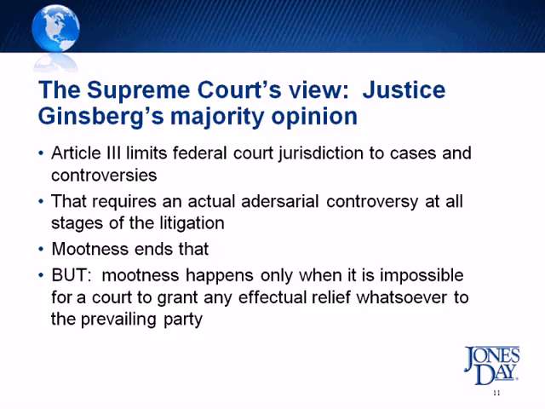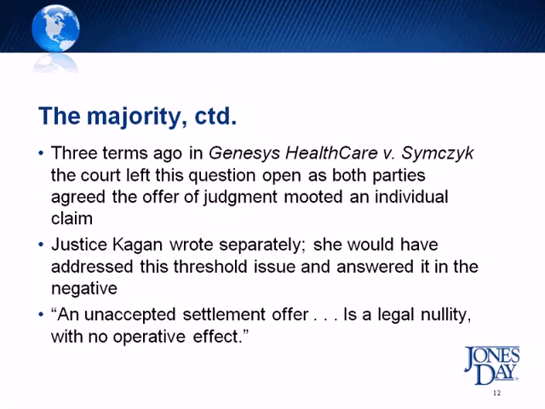So what happened? Justice Ginsburg wrote for the majority, and she said, you know, Article 3 limits federal court jurisdiction to cases and controversies. Well, we all know that. And that requires an actual adversarial controversy. Mootness can end that, but it only happens when it's impossible for a court to grant any effectual relief whatsoever to a prevailing party. 3 terms ago, the court came up against this question in the Genesis Healthcare v. Symczyk case, but left it explicitly open as both parties agreed that the offer of judgment mooted the individual claim.